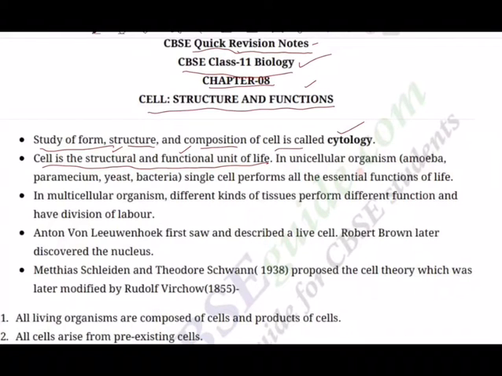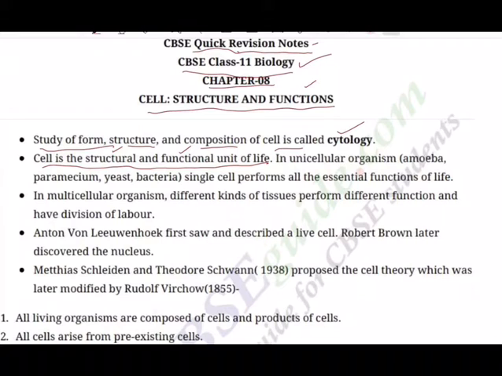In unicellular organisms like amoeba, paramecium, yeast, bacteria, a single cell performs all the essential functions of life. There is no division of labor. Everything is to be done by that single cell only. Right from digestion, respiration, circulation, including reproduction, that single cell has to do, in the form of, as all of you know, fission, multiple fission, binary fission or spore formation.